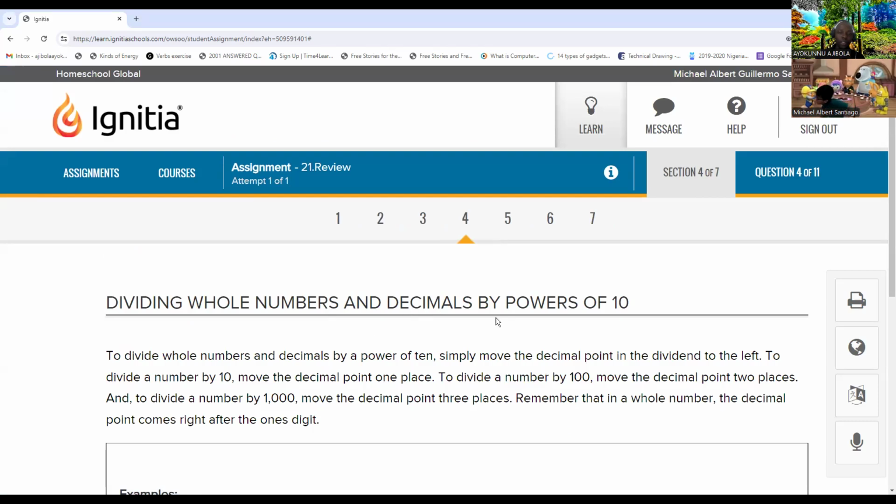Dividing whole numbers and decimals by powers of 10.